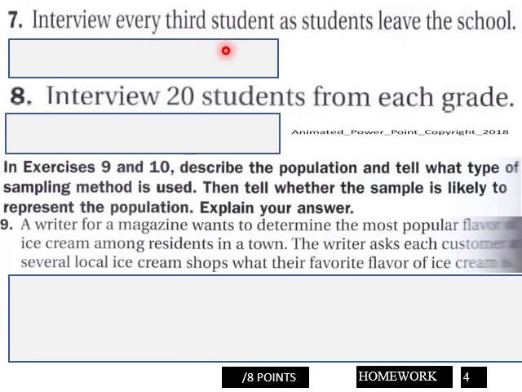Page 4, interview every third. We're continuing back to the previous one about the student newspaper. Interview 20 students from each grade. So you have that. And then 9 and 10 down here. Explain your answer. So explain your answer here for this question. The writer asks each customer at several local ice cream shops what their favorite flavor of ice cream is. So is it likely to represent the population? Explain either way down here. So really this is a writing question here. And you've got 8 points here for page 4.